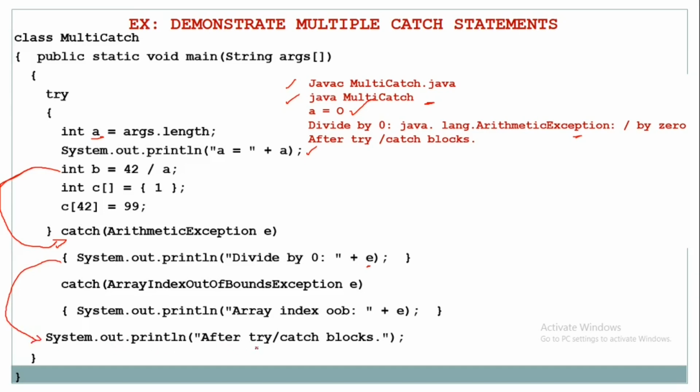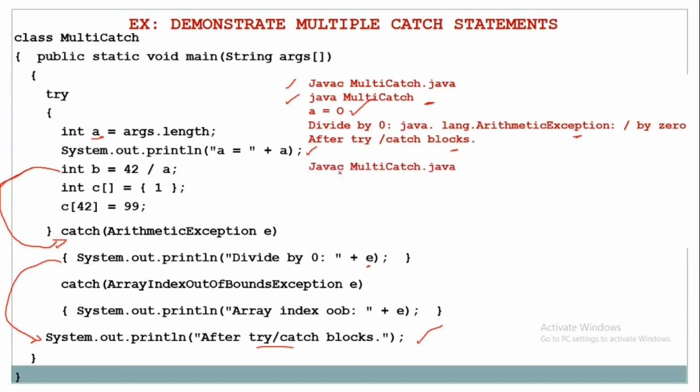We'll be printing after try catch blocks. This is just to show that the rest of the code is executed. Even though an arithmetic exception is raised in the code and handled in a catch block, the rest of the code is still executed and the program is not terminated here.